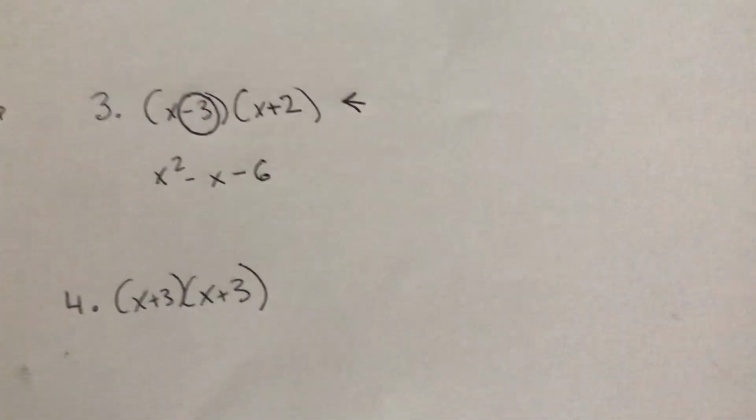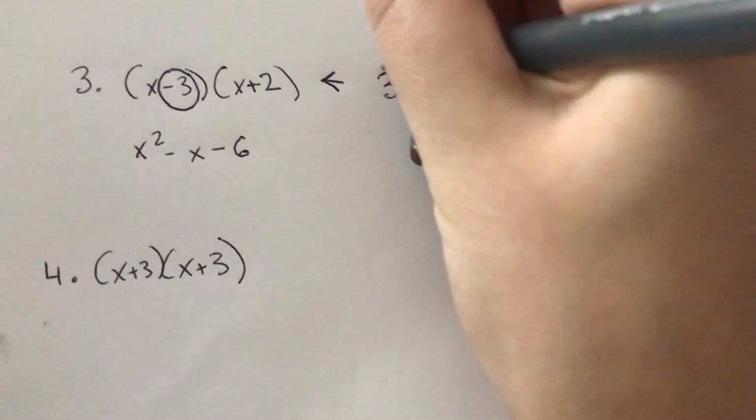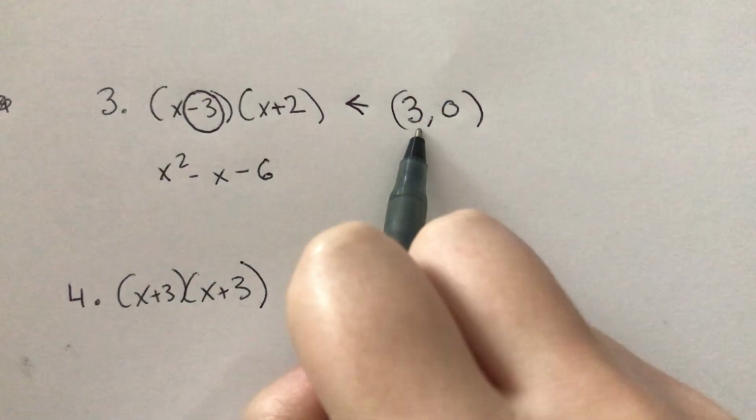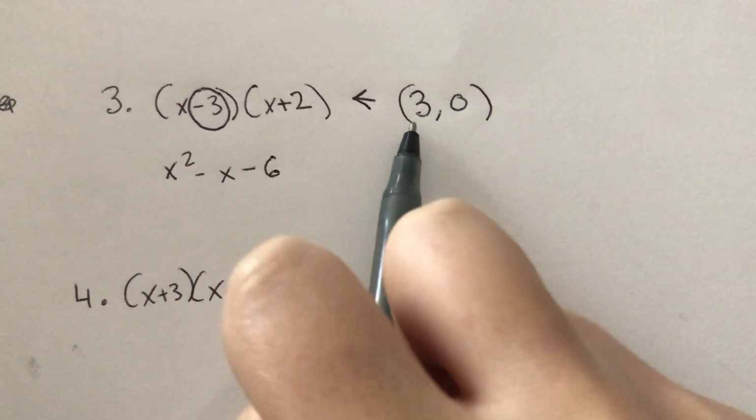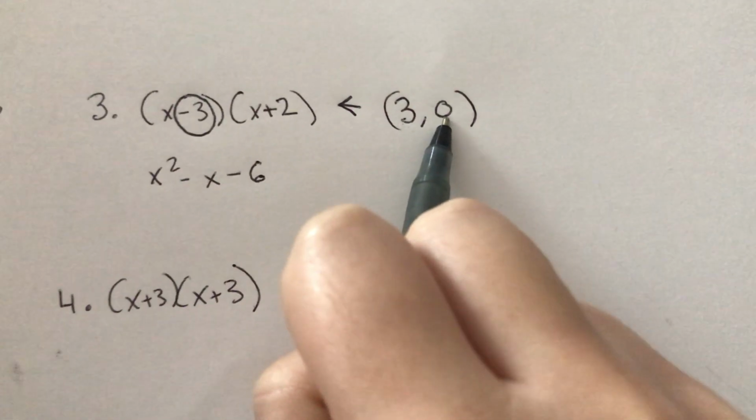Negative 3, I need to flip the sign. So I'm going to have an intercept at positive 3, comma 0. Again, we are finding the x-intercepts, so the value that we're using is going to be the x value. The y value is always 0.